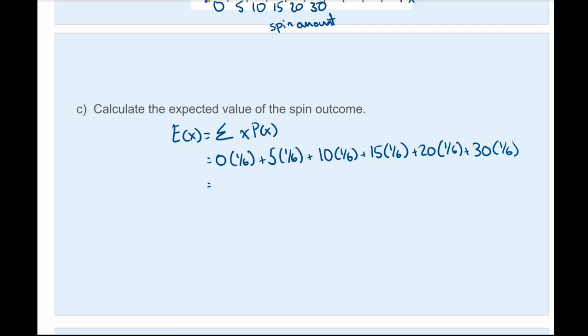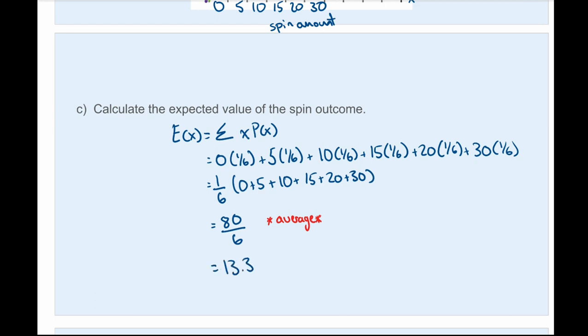I can simplify this instead of having to go through and multiply and add, and so on. I see that I'm multiplying by the same number, 1 out of 6. So I can take that common factor out and basically just add up all my numbers first, and then multiply by 1 out of 6. And this basically works out to 80 over 6, and this is essentially just the average. We talked about in previous lessons, this formula actually gives us the weighted average, but when we're dealing with a uniform distribution, because all outcomes are equally likely, essentially I am just finding the average. So 80 divided by 6 is 13.3.